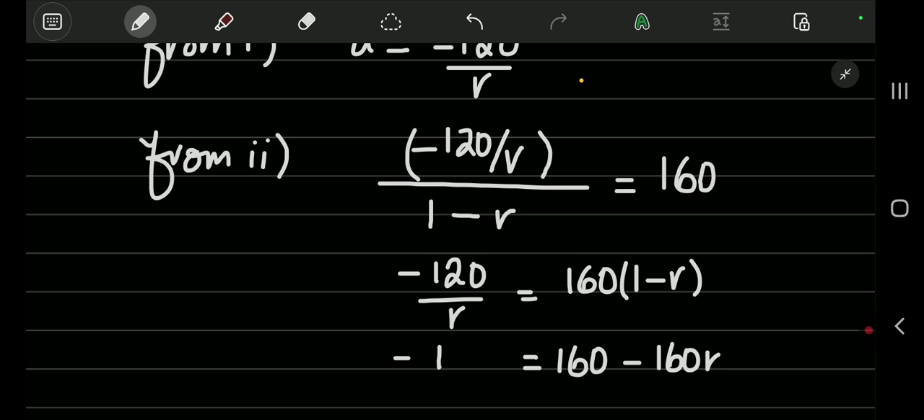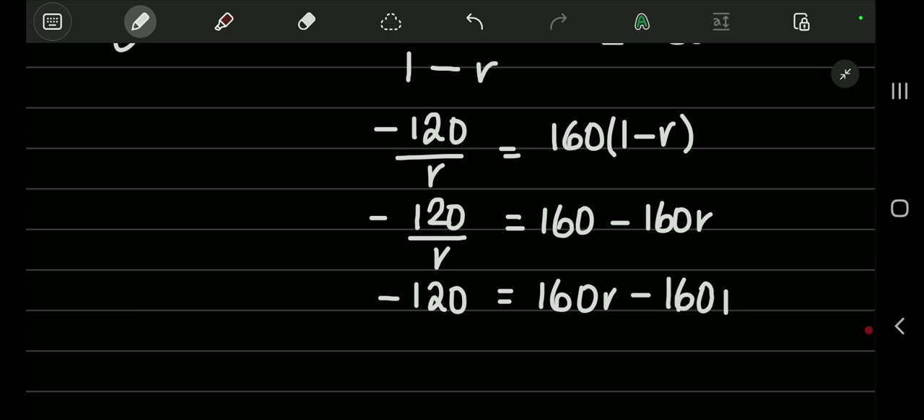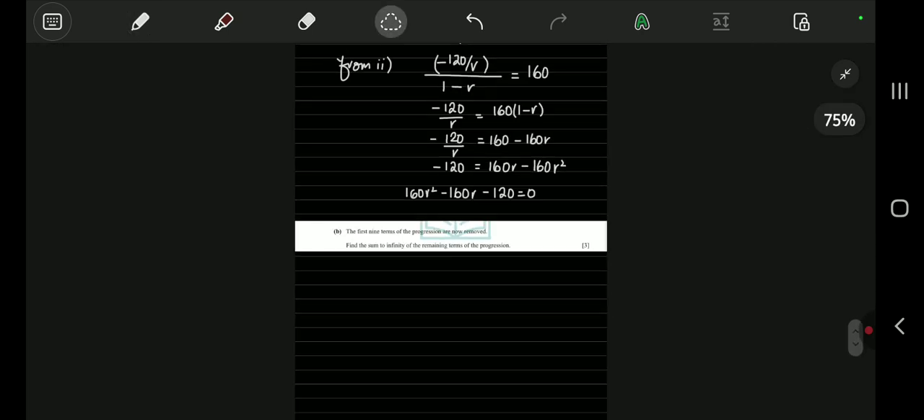Then multiply the whole equation by r. It will give you minus 120 equals 160r minus 160r square. So in this way you get a quadratic equation in r. Let's rearrange it: 160r square minus 160r minus 120 equals 0.